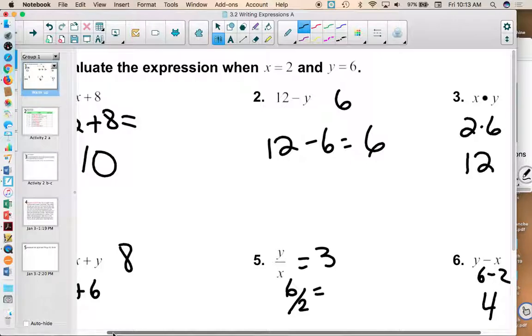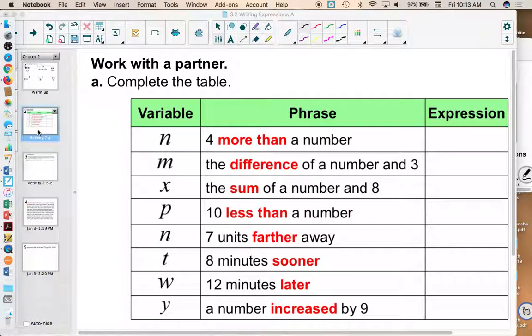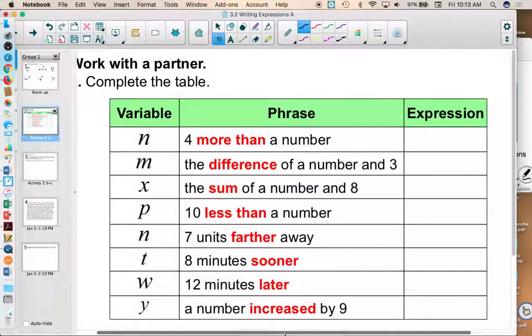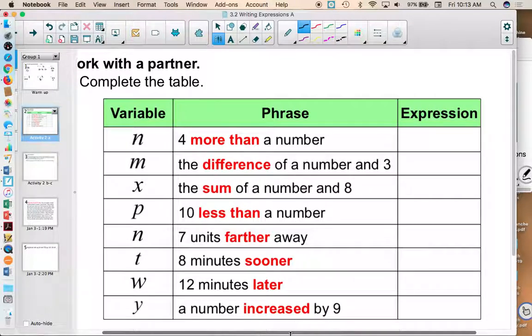Everybody done with that? Yep. Okay, quickly. Okay, moving on. Today, we're going to complete this table. It says work with a partner. I'm one of your partners. We're going to complete the table. We have to write the expression. Now I can tell right now I got variables. So this is what kind of an expression, class? Algebraic.